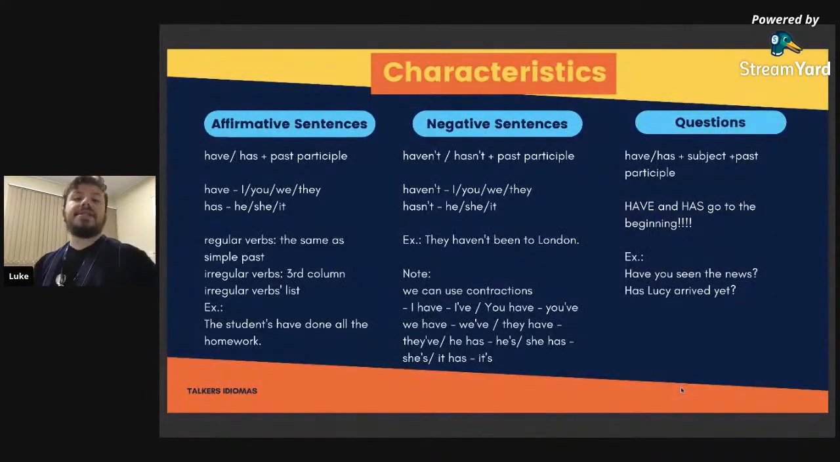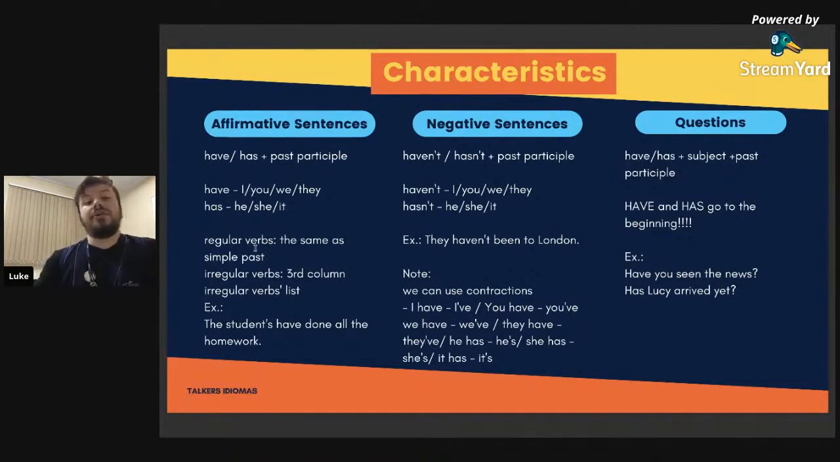So, the characteristics of this verb tense. For affirmative sentences, we have have and has plus past participle. That's the basic structure. Okay? We are going to use have for the persons I, you, we, and they, and we are going to use has for he, she, and it.